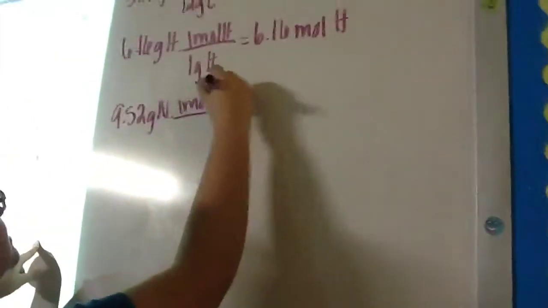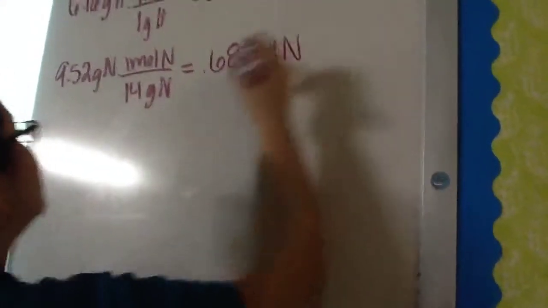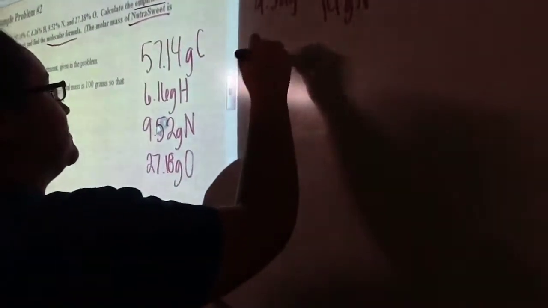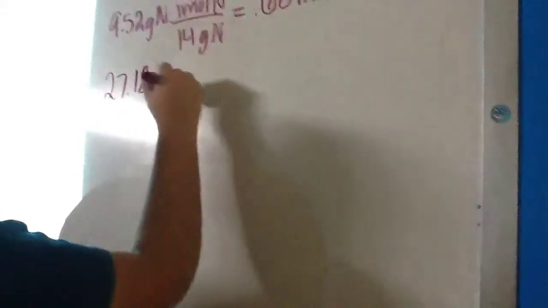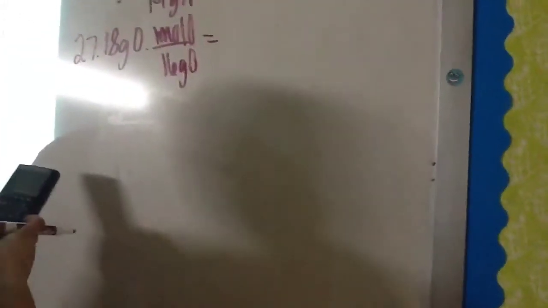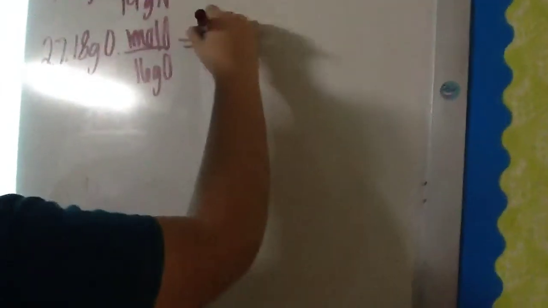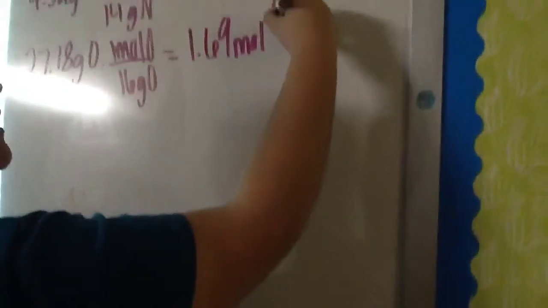9.52 grams of nitrogen. And 1 mole of nitrogen is equal to 14 grams. And you get 9.52 divided by 14 is equal to 0.68 moles of nitrogen. And then you do lastly oxygen, so 27.18 grams of oxygen. 1 mole of oxygen is equal to 16 grams of oxygen. You get 1.69 moles of oxygen.